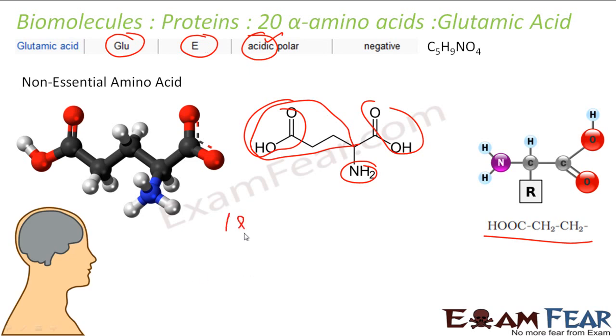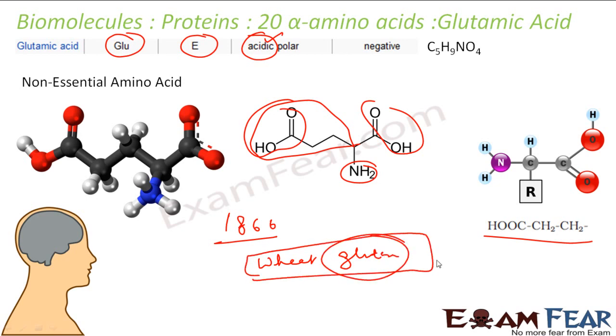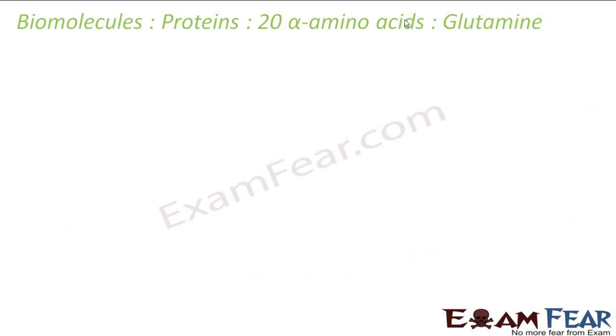It was discovered in 1866 by a German chemist, Karl, from wheat gluten. When he treated this wheat gluten with sulfuric acid, he got this. Since it was discovered from gluten, it is called glutamic acid. The source is poultry, fish, egg, and milk.